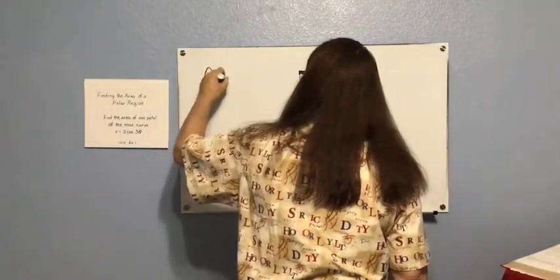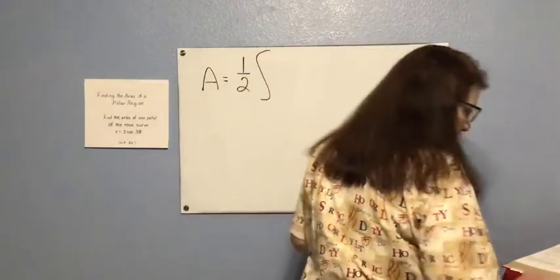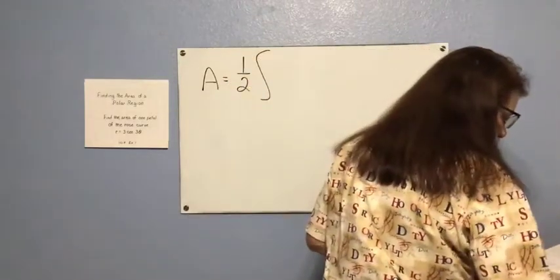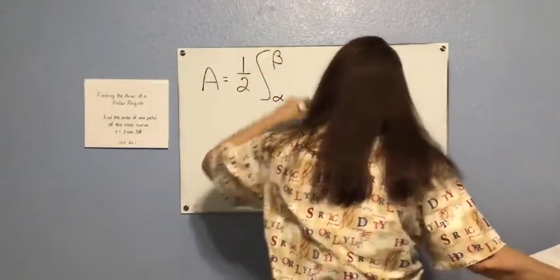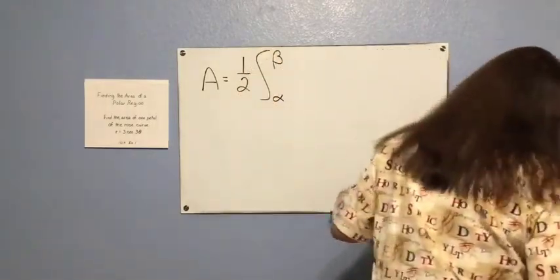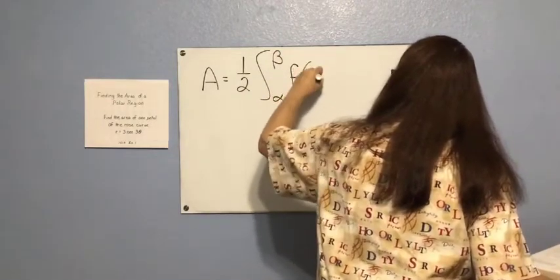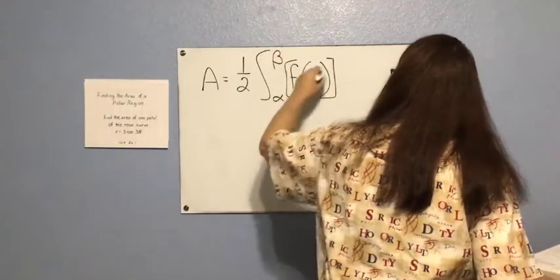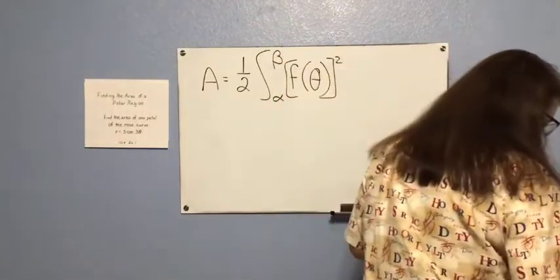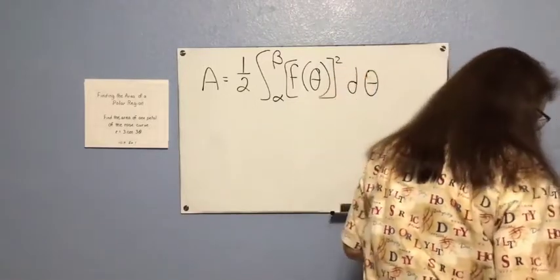The area is equal to 1/2 the integral from alpha to beta of f of theta squared d theta. So that's our formula.